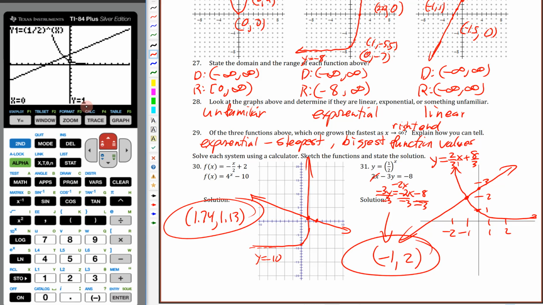Okay, lots of stuff going on there, lots of really good practice with each one of these types of graphs and working with these functions. Good luck on the assignment as you practice for the test, and good luck on the test.